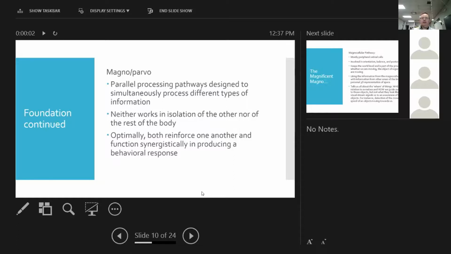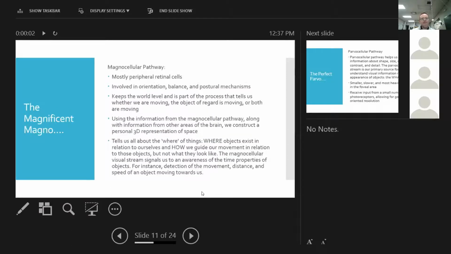And optimally, what we would want to have is that they both reinforce, they both help each other. The magnocellular, knowing where things are in space, helps the parvocellular to know where to look and then where to focus and to identify what it is. And when they're working together, okay, then they're going to bring about the behavioral response that we're looking for.